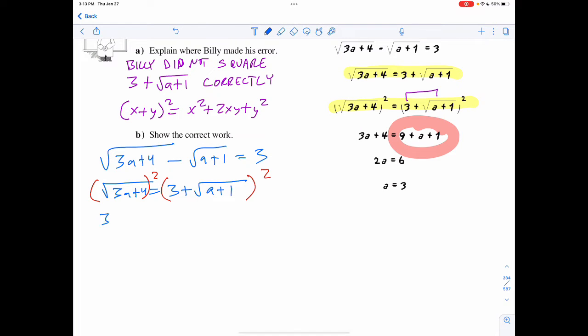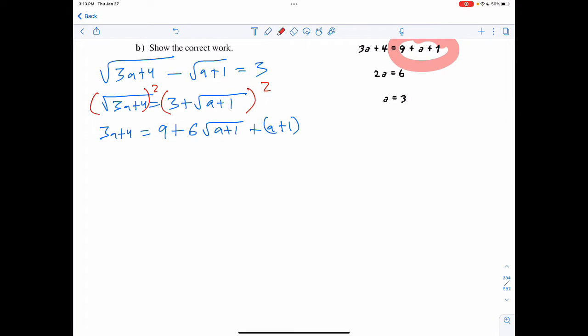On the left side, it's going to give us 3a plus 4. And on the right side, it's going to be the first term squared, 9, plus the first term times the second term times 2, so 3 times the square root of a plus 1 times 2, or 6 root a plus 1, plus the last term squared. The square root of a plus 1 squared is just a plus 1. And now we can keep going properly.